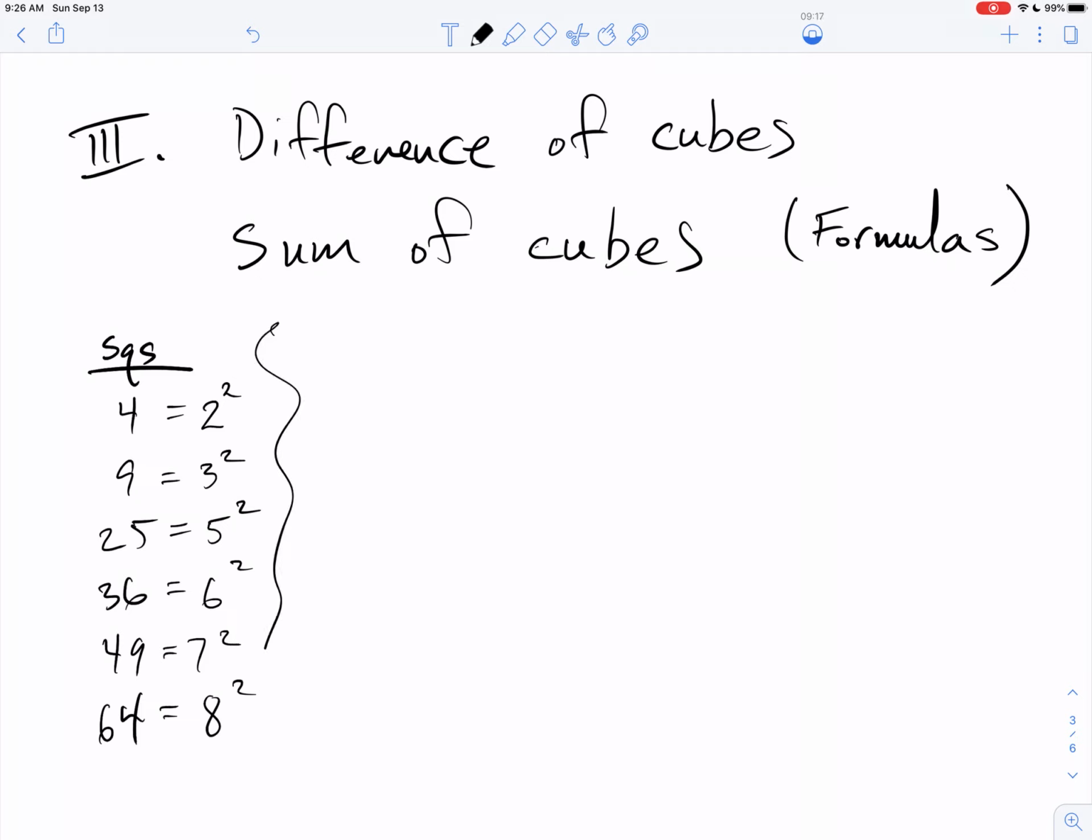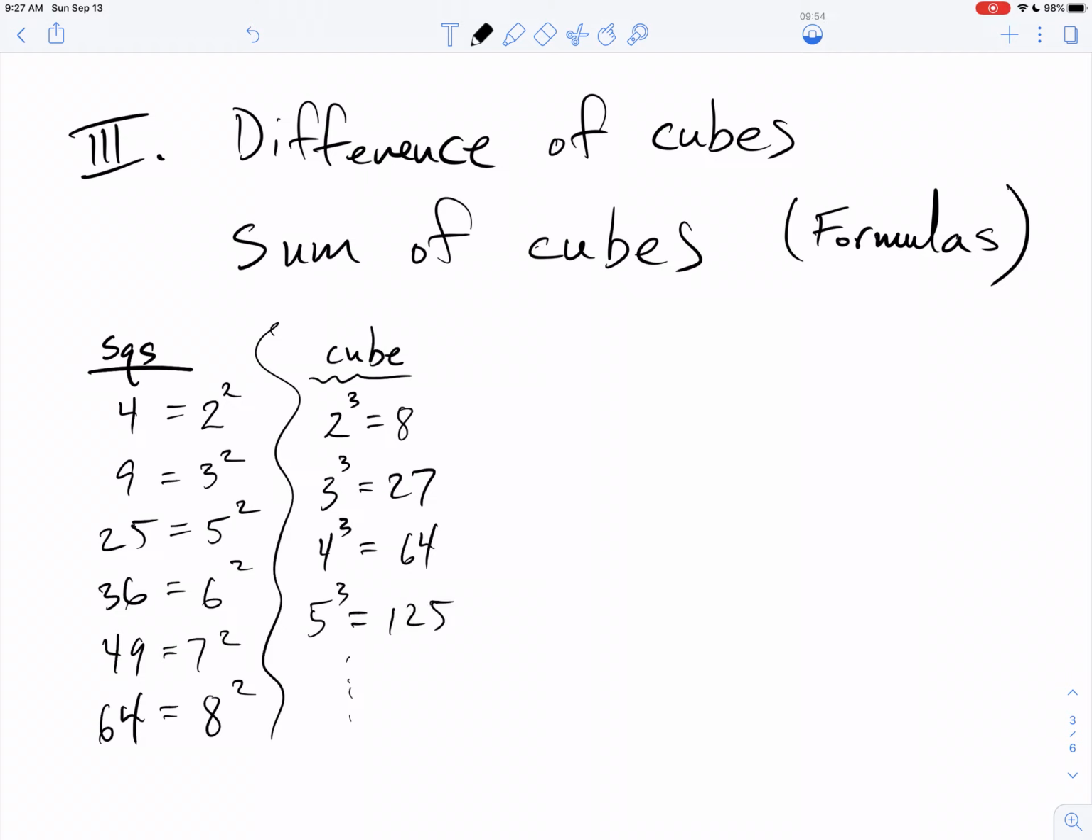Well, we can do the same thing with cube numbers. So when we think about it, what are some perfect cube numbers? Well, what's 2 cubed? And if you don't know any of these numbers off the top of your head, you can check with a calculator. What's 2 cubed? It's 8. What's 3 cubed? It's 27. What's 4 cubed? It's 64. What's 5 cubed? It's 125. Etc. I could keep going, but you could just punch these in on a calculator.